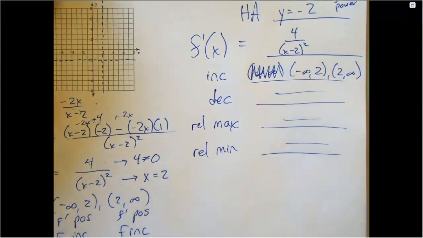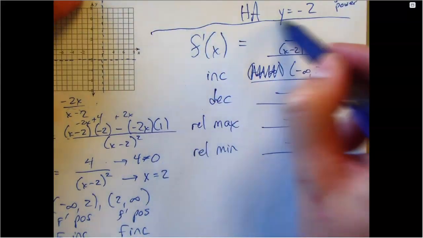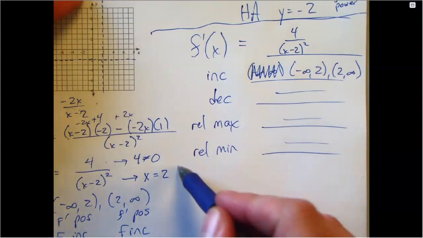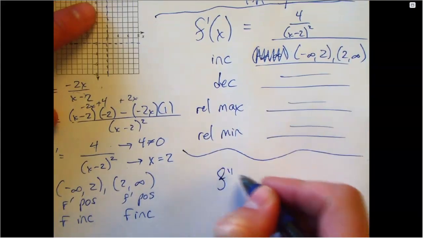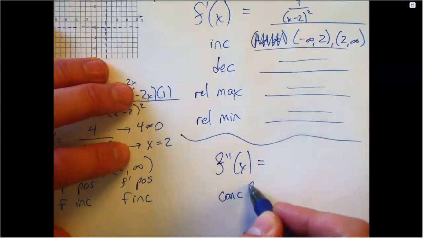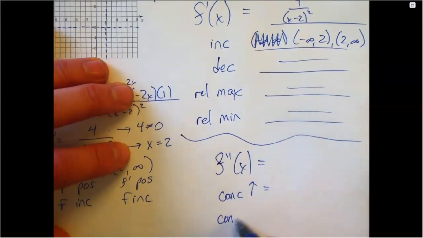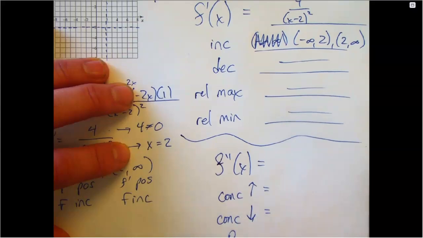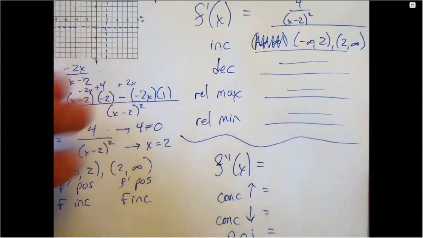We're done with the first derivative. All right, then we're going to find the second derivative. I have to find out where the function is coming from. Point of inflection.